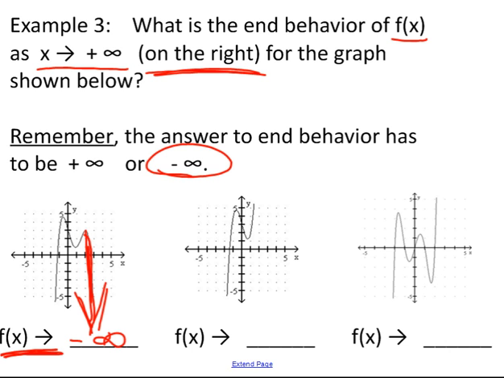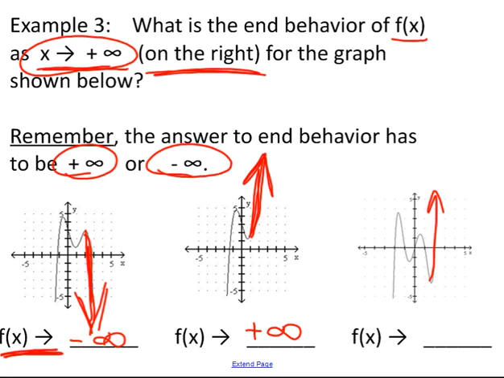If we look at the middle graph, remember, x is approaching positive infinity. That means the right side of the graph. So, is my y value going up or down? It's going up, and up is positive infinity. And the last one, as x approaches positive infinity, my f of x approaches positive infinity because my right side is going up.